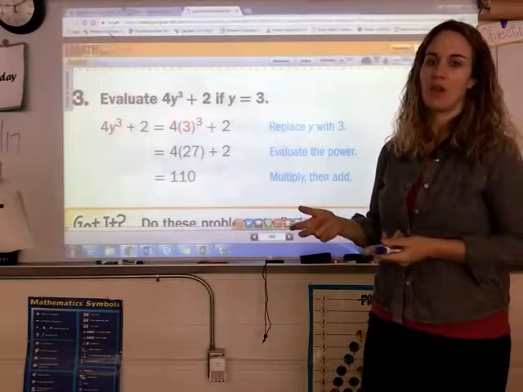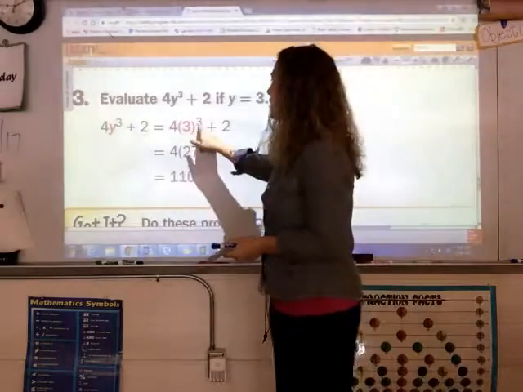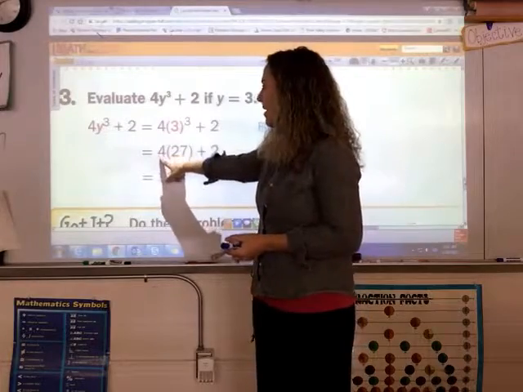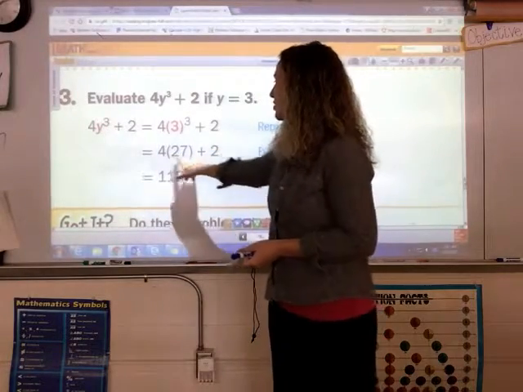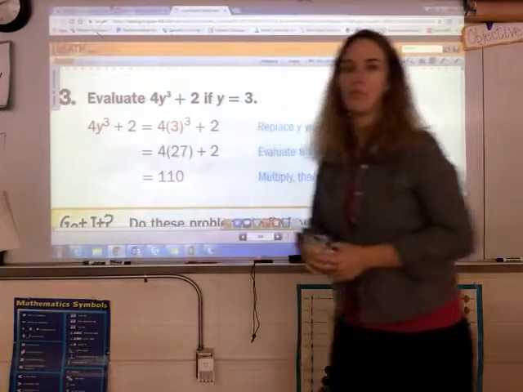So you have to think to yourself, what's 3 cubed? Okay, or what's 3 times 3 times 3? So 3 cubed, or 3 times 3 times 3 would be 27. Then I'm going to multiply that by 4, and then I'm going to add 2. So 4 times 27 would be 108, plus 2 would give me 110.